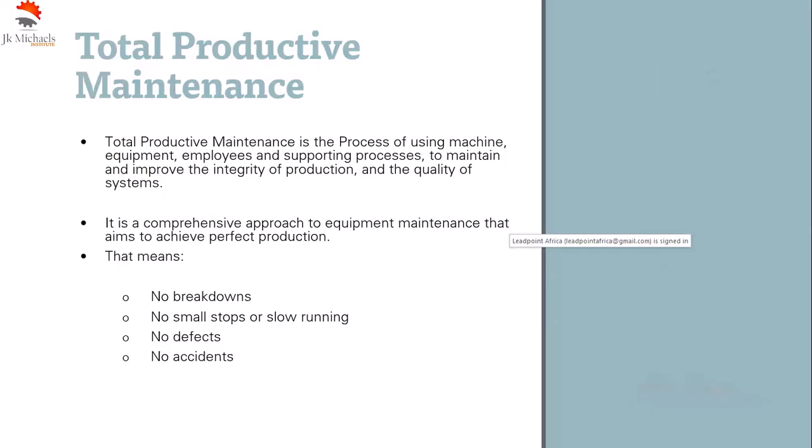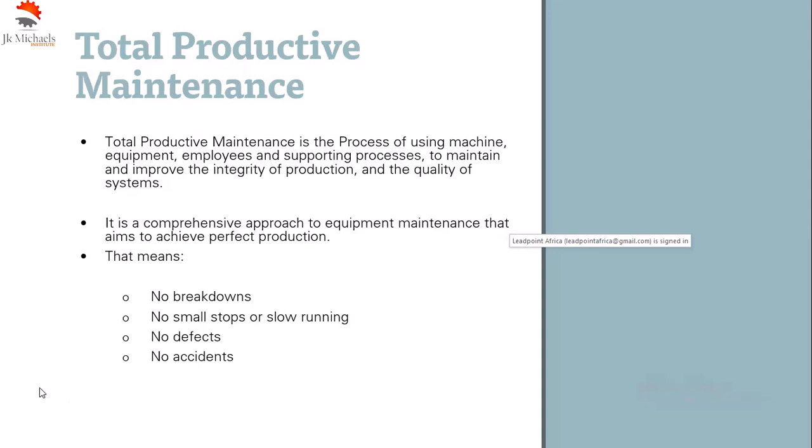Today, we're going to be talking about OEE, Overall Equipment Effectiveness, as one of the fundamentals of total productive maintenance. But before we go into that, I want us to touch on what total productive maintenance is as a precursor, as a beginning point for understanding OEE.